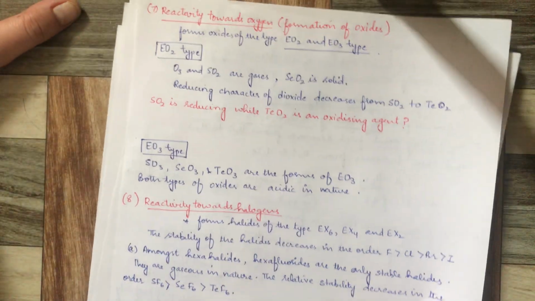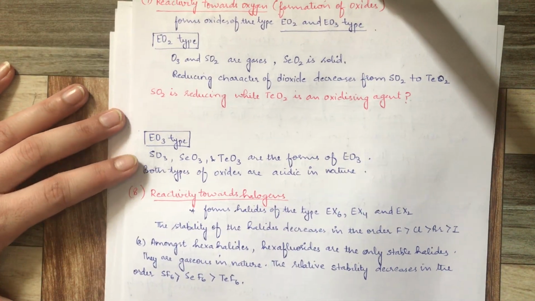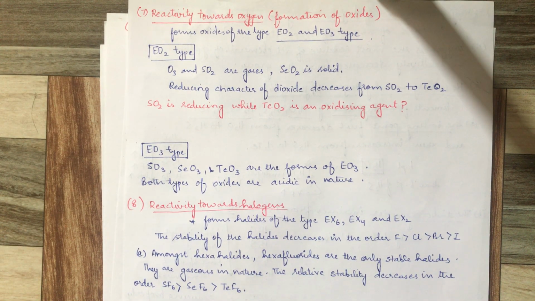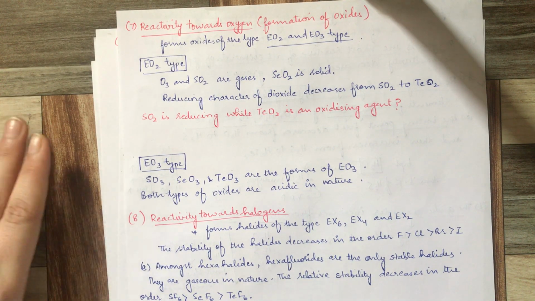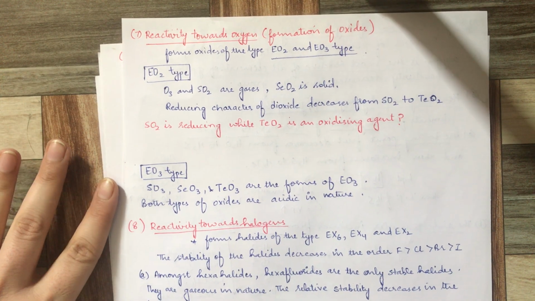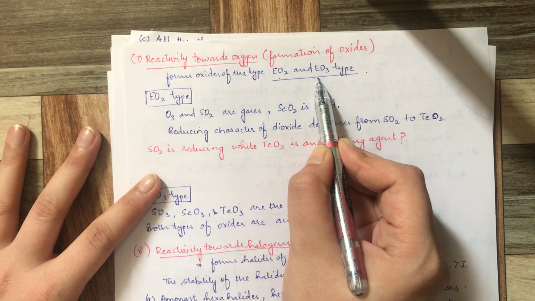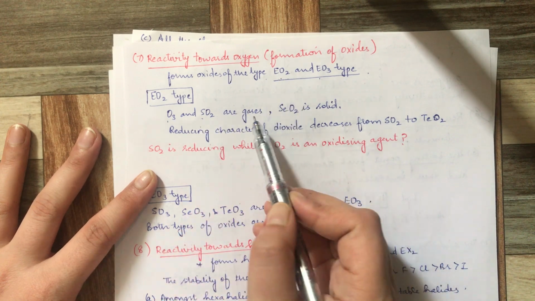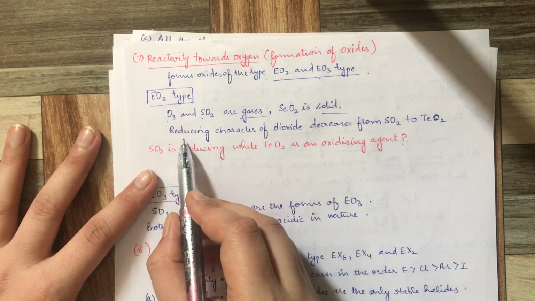Now let's talk about another property, that is reactivity towards oxygen. That is the formation of oxides. So the group 16 elements form two types of oxides. They are EO2 dioxides and EO3 trioxides. Among the dioxides we have TeO2 and SO2, which are gases. SeO2 is solid.